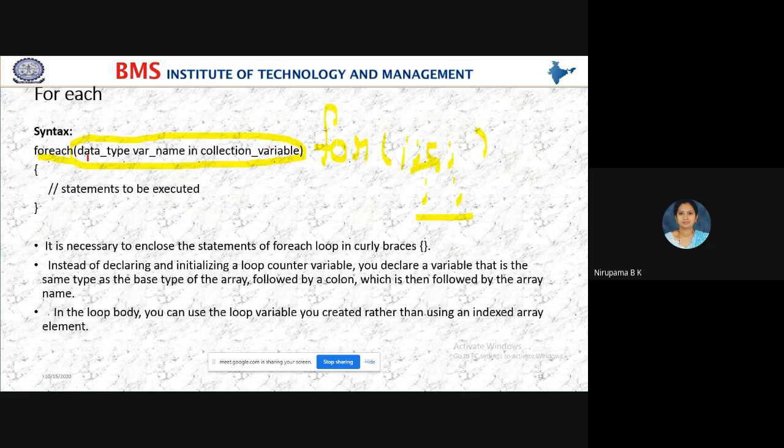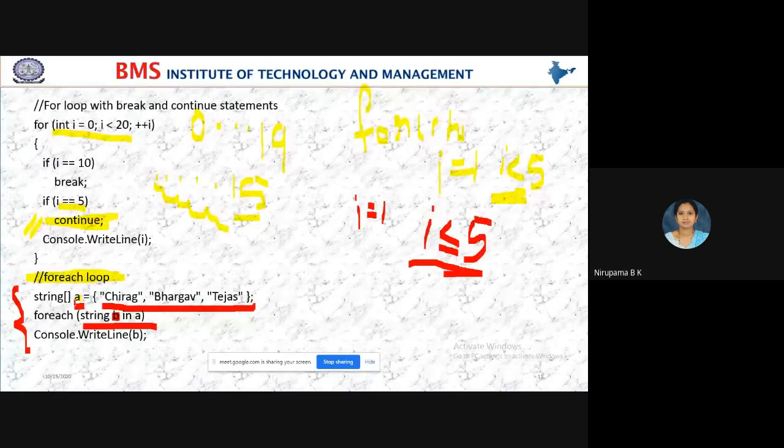See the syntax: for each, data type, which means the type of the variable, then the variable name, in, and the collection variable. The collection variable is nothing but the variable which we have declared. Which variable have I declared? Variable a, which is of string type. Whatever values I have collected in this variable, I am assigning to this variable. Understood, students? So the value of a I am assigning to the variable b. Now if you display b, the output will be Chirag, Bhargav and Tejas.